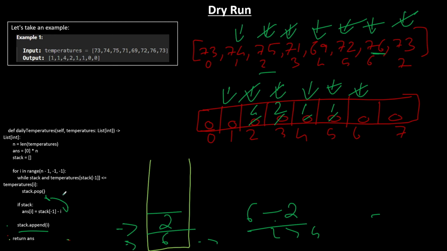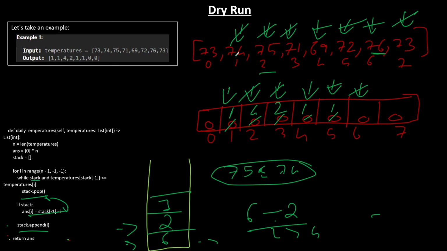Now we'll check again, coming back to this. 75 is not less than or equal to 74, right? That means it is a greater temperature, so we won't be popping anything. We will just take the difference, which is 2 minus 1, it's 1, and we will store the 1 here at the index, and we will move back.